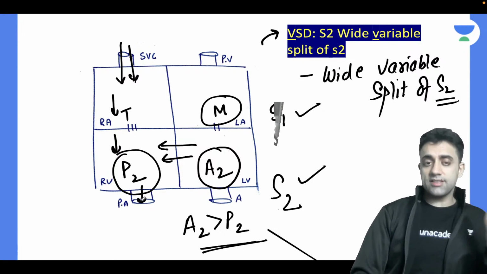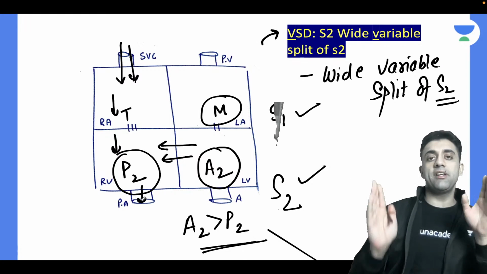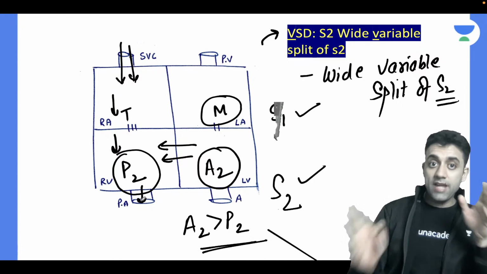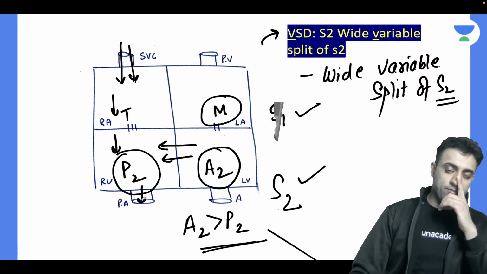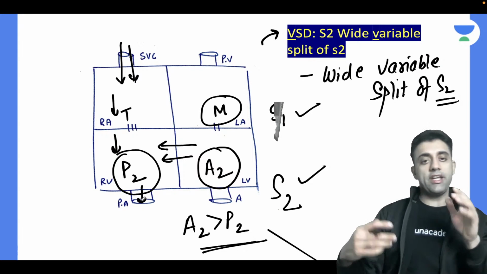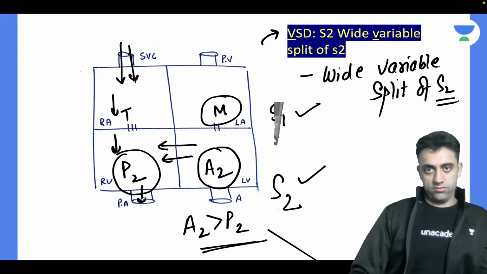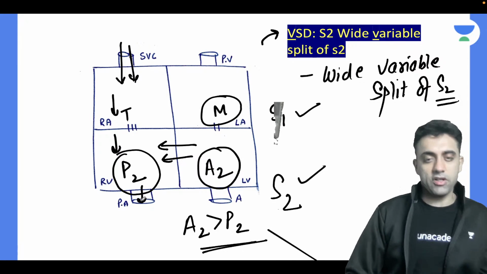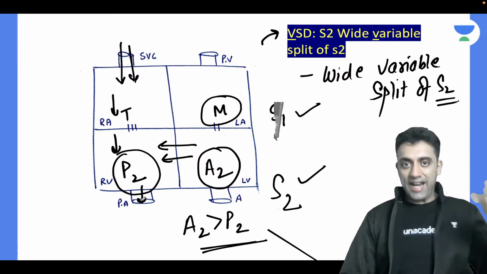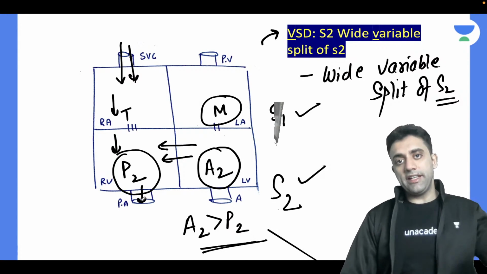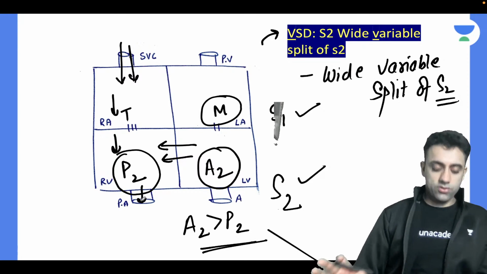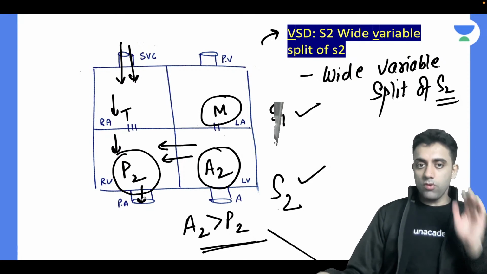Very good. So this is known as a wide variable split of S2. It varies. Now A2 is closing earlier than P2, because of the VSD component, because of the blood going from left to right, and P2 is getting delayed in closure. That is known as a wide variable split. So what all did we cover?